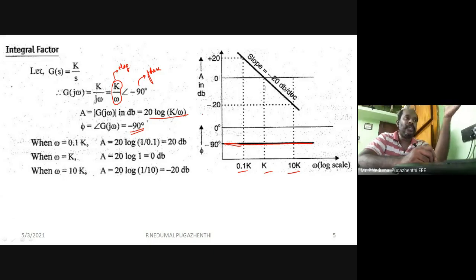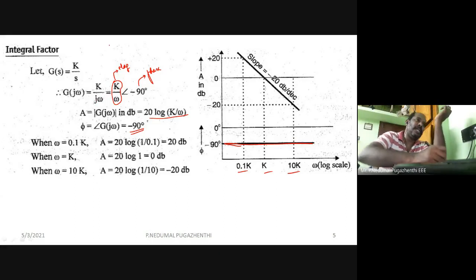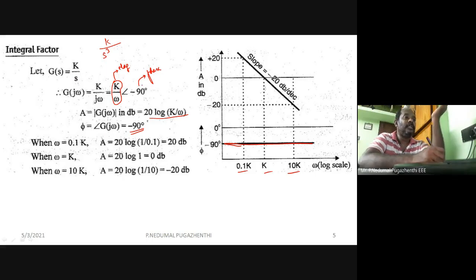Right. So if your integral is a power of a different integer, for example, you may have a transfer function like k by s power 3. To find the slope, you have to multiply that with the power. So if it is s cube, then it is going to be 60 log of k by omega, because 20 is for omega. If it is omega cube, then 20 into 3. So 60 log of k by omega will be the magnitude value.